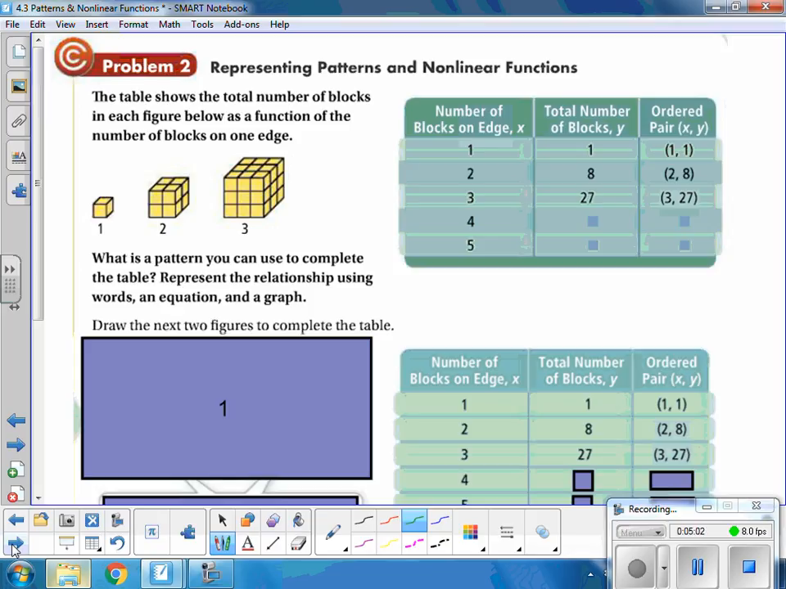Let's look at this guy, representing patterns and nonlinear functions. Okay, so we're looking at a cube here, and so one block. And actually, figure 1, you can look at it that way. So figure 1 ends up having 1 block to it. Figure 2 right here is going to have 8 blocks that make it up. Figure 3, if we can look at that one, is going to make up 27 blocks. And you can see where it's coming from. There's 1 on this face, there's 2 here, and there's 3 here, and that's where we're getting our numbers from.